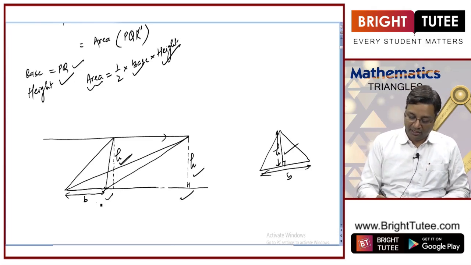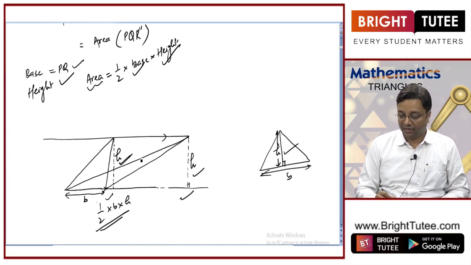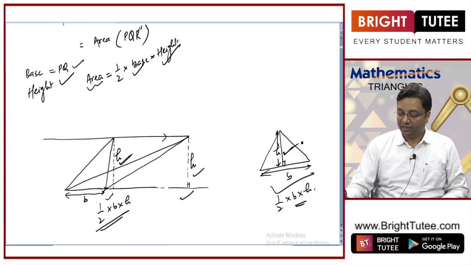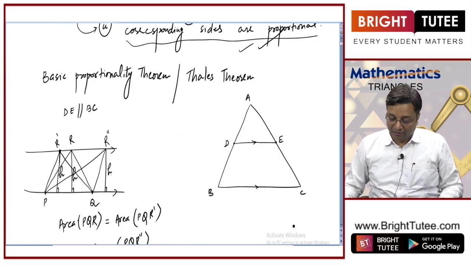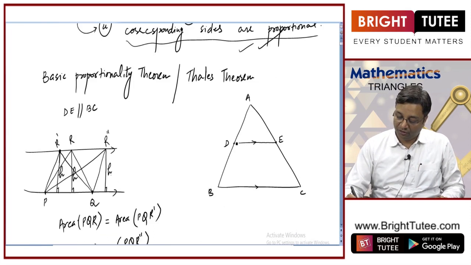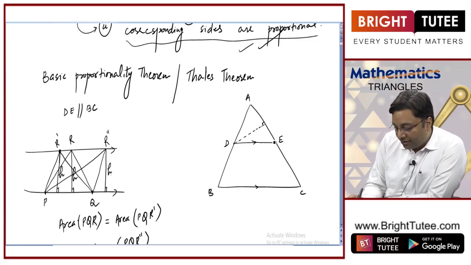So, the area of these triangles is half into b into h for both these triangles, okay, and for this triangle also it is half into b into h, where h is the height of this triangle and the base of this triangle is b, right. So, these are the points that I wanted to make here. Now, what I want you to do is drop a perpendicular here and drop another perpendicular here.